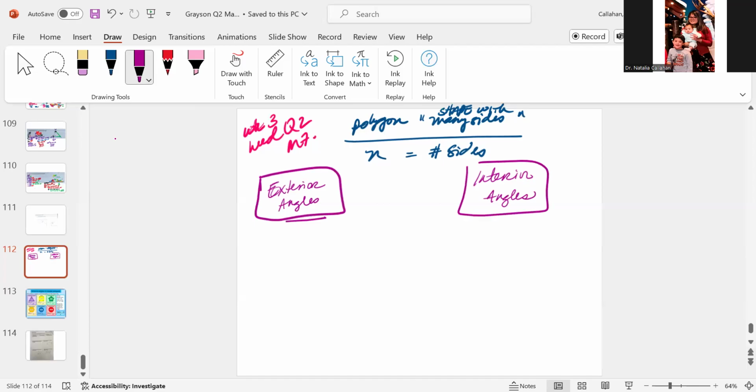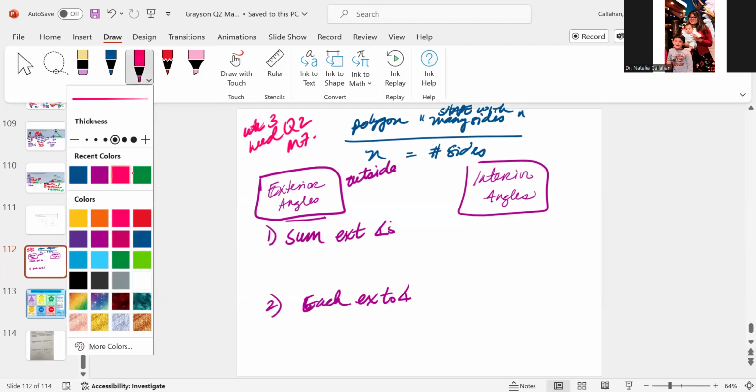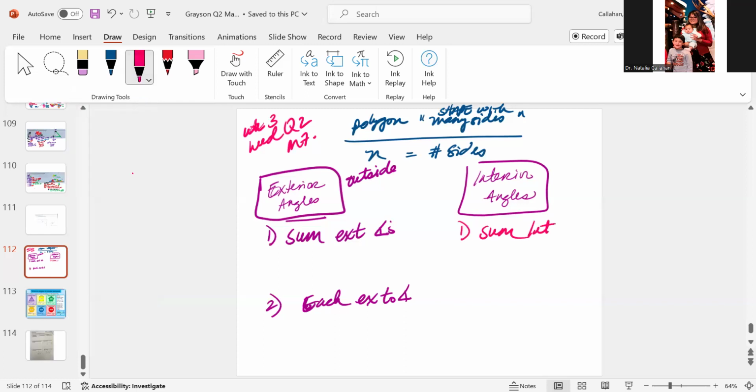When you have exterior angles, there is sum of exterior angles and each exterior angle. Okay? Exterior means outside. You see that? Okay. Then with interior angles, there is going to be sum of interior angles and then each interior angle. You see that?